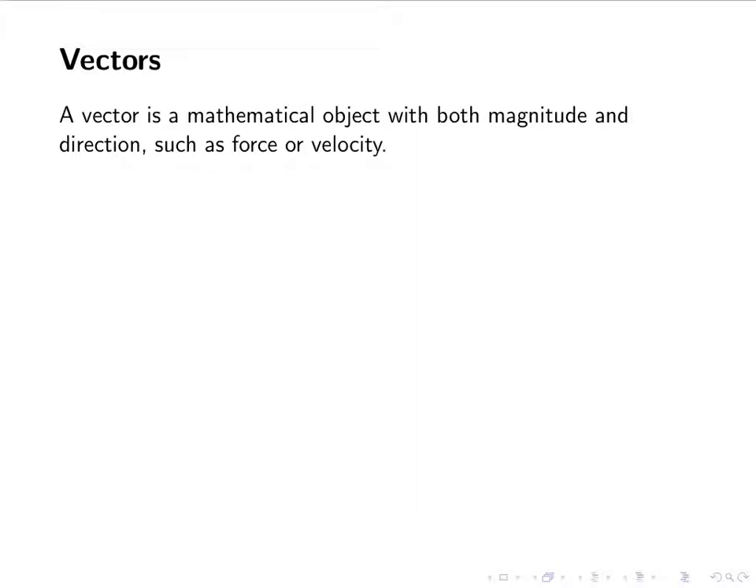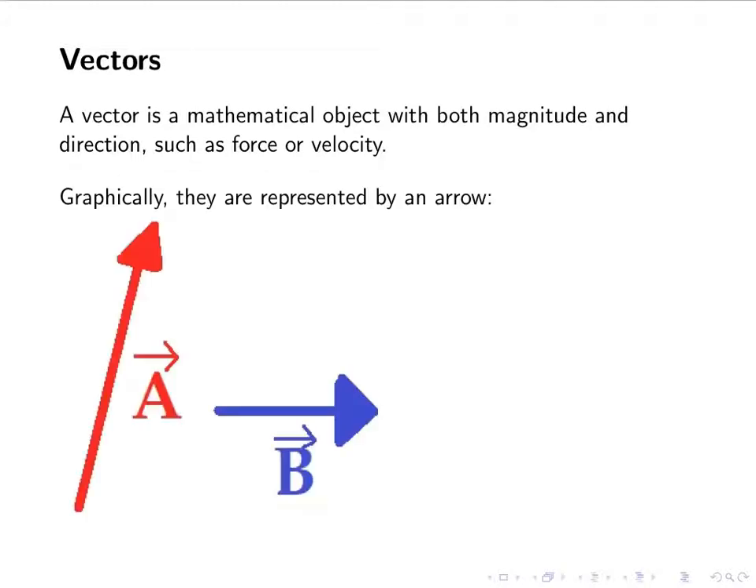If I say I'm going 35 miles per hour, that's a speed. If I say I'm going 35 miles per hour northwest, that's velocity. Graphically, they're represented by an arrow.